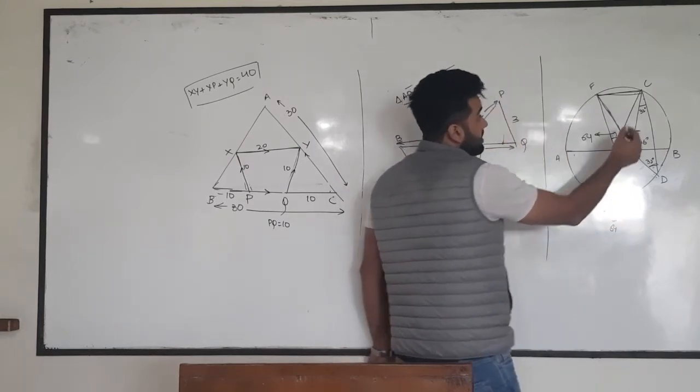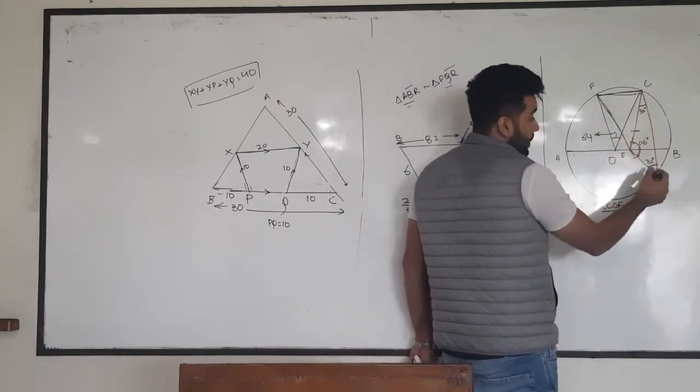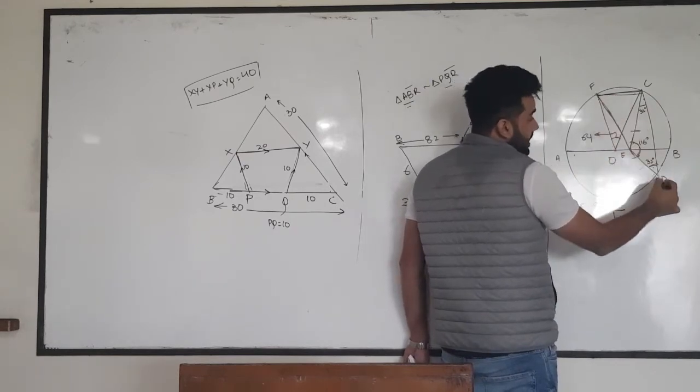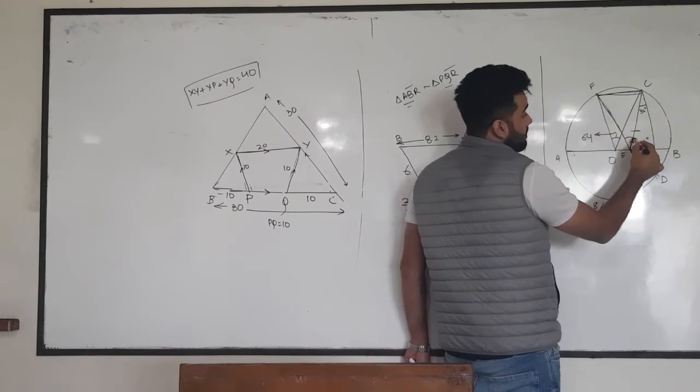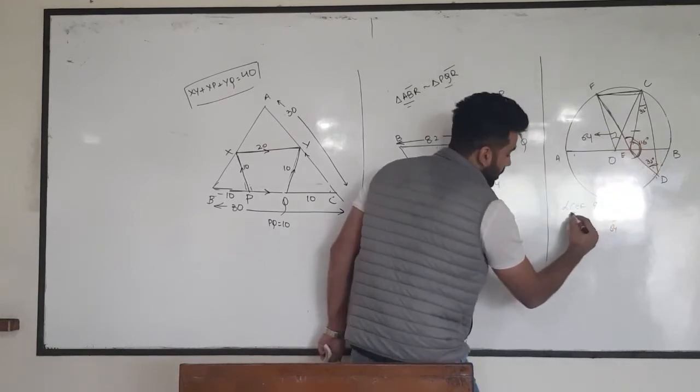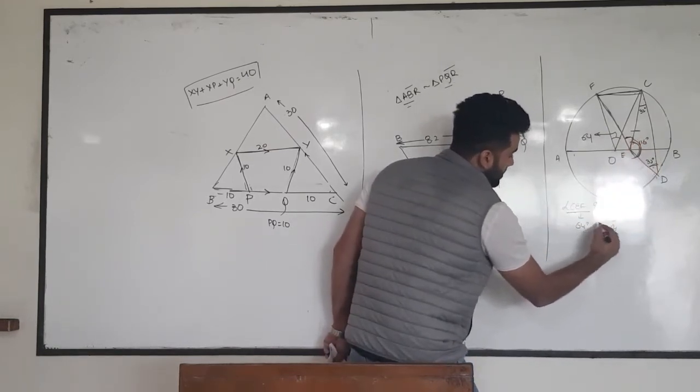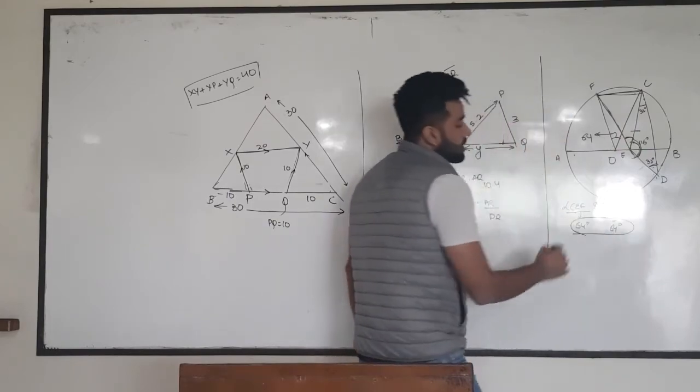Now similarly, it says find angle CFE. The entire FD is a straight line. If this angle is 116, this would be 180 minus 116, which is 64. So CEF also comes out to be 64 degrees. Both the angles come out to be 64.